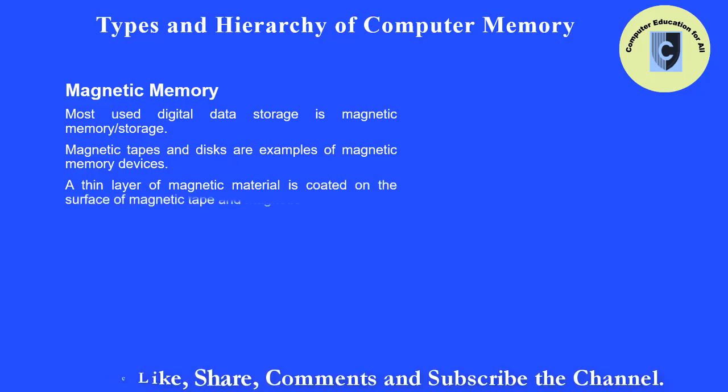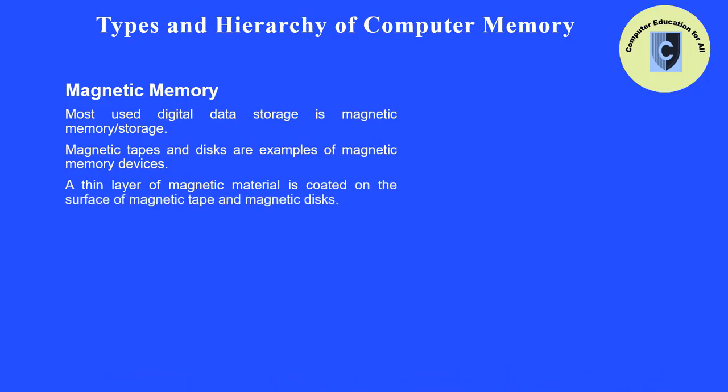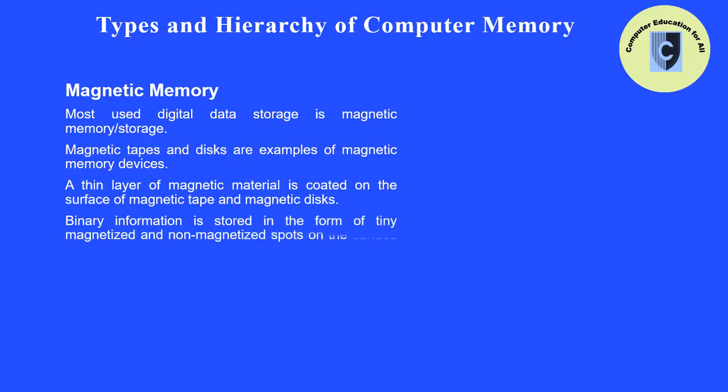Binary information is stored in the form of tiny magnetized and non-magnetized spots on the surface of magnetic tape or disk. A magnetized spot represents a binary 1 and a non-magnetized spot a binary 0. A read/write head moves very close to the magnetic surface. The head is able to detect and modify the magnetization of the material.